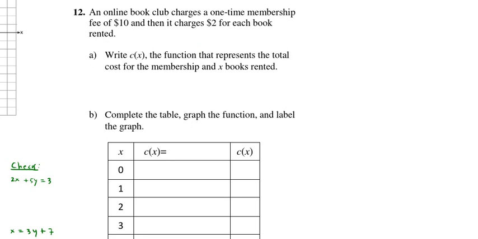In number 12, an online book club charges a one-time membership fee of $10, and then it charges $2 for each book rented. Part A, write C of x, the function that represents the total cost for the membership and x books rented. Part B, complete the table, graph the function, and label the graph. So for part A, for writing the function, it is going to be C of x.